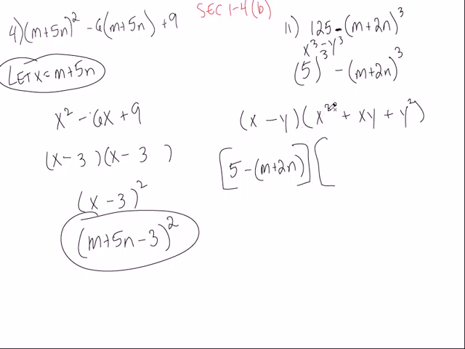And what do we go? x squared. Well, it's not x. What is it? It's 5. What's 5 squared? It's 25. So put a 25 right here. Good so far? All right. And then plus xy. So this is my x, this is my y. I'm multiplying them together. So it's 5 times m plus 2n. Get that? All right. That's the x and that's the y. It's being multiplied together. Plus what?